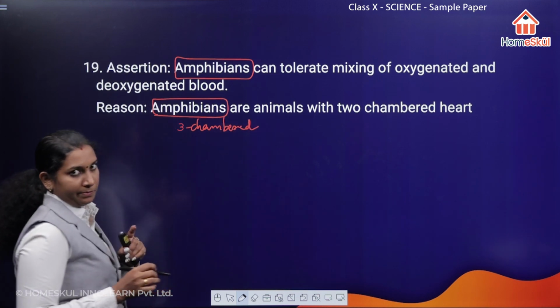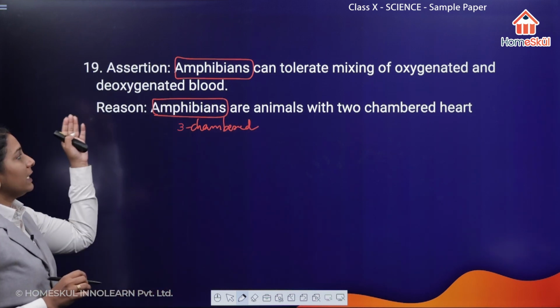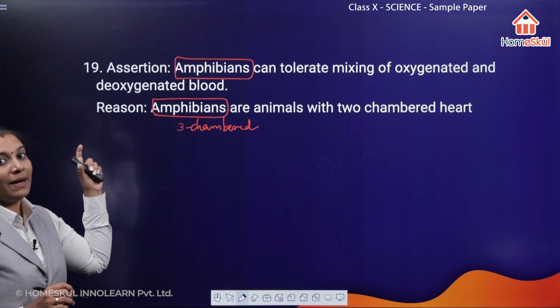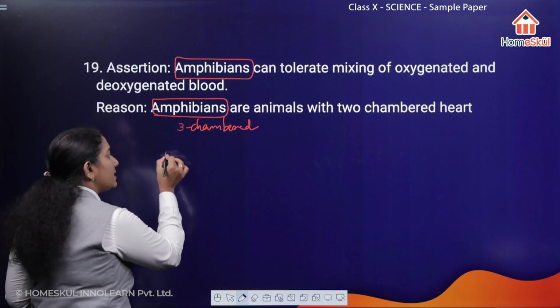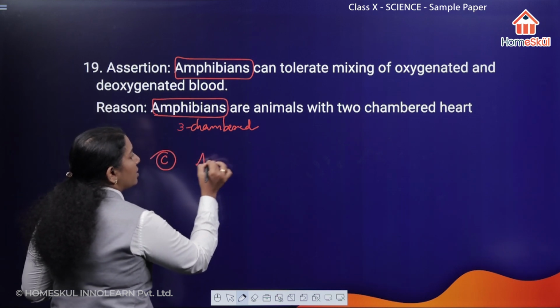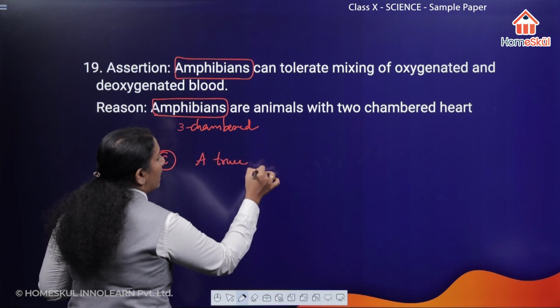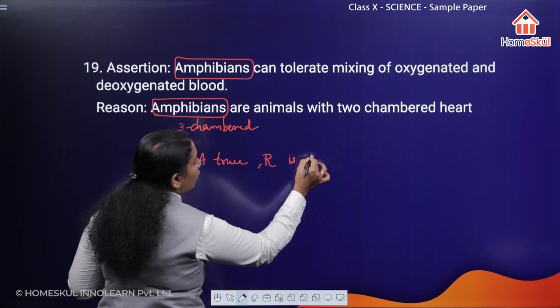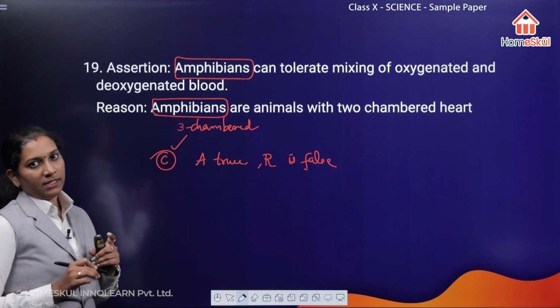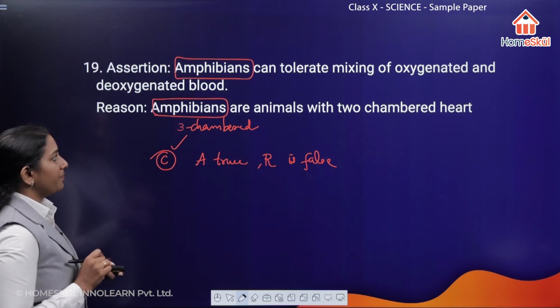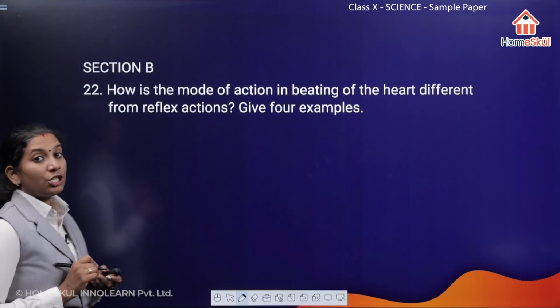Is it right? No. So, the assertion is true, but the reason is false, right? So, you can choose option C. Okay, that is, assertion is true, but the reason is false. So, you can choose option C as the correct answer.